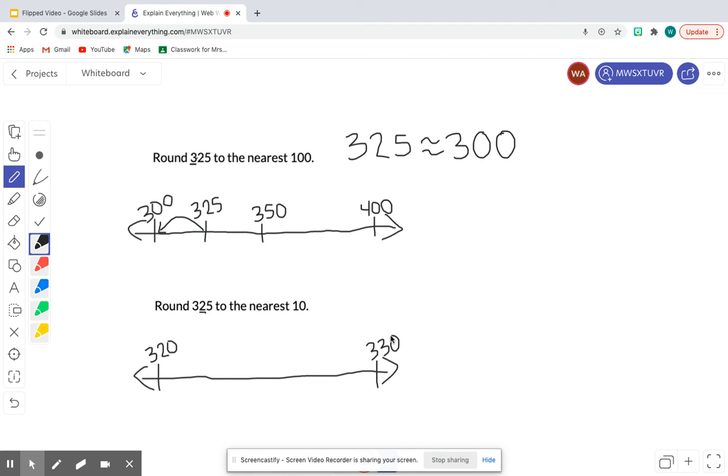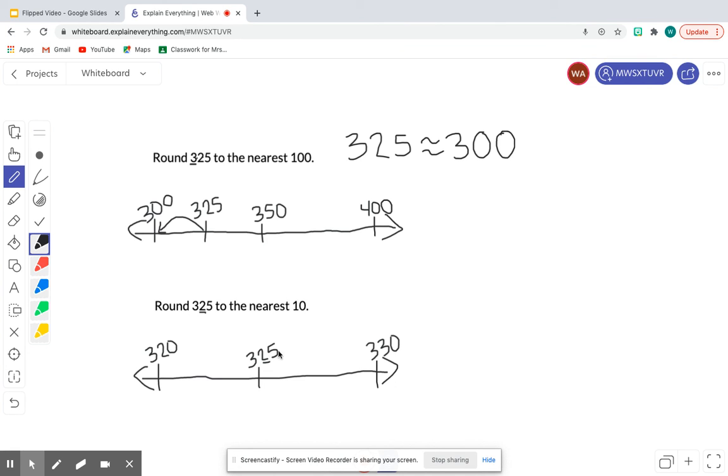Okay, now let's determine our halfway point. Which number is halfway between 320 and 330? It is 325, which happens to be the number that we're rounding. So now how do we know if we round up or down? So since we're rounding to the nearest 10, the 2 is in the tens place, and we're going to look to the number to the right. The number is 5. So the rule of rounding is if it's 5 or more, you round up. If it's less than 5, you round down.